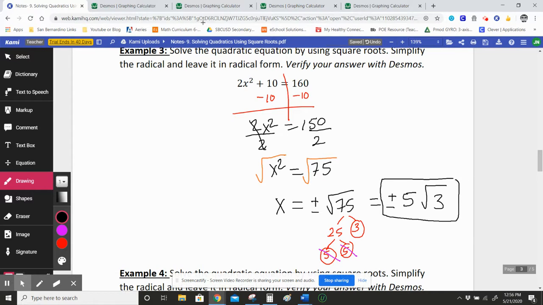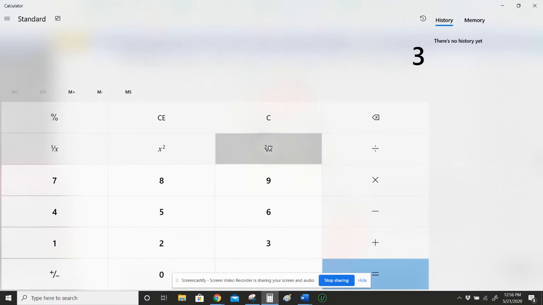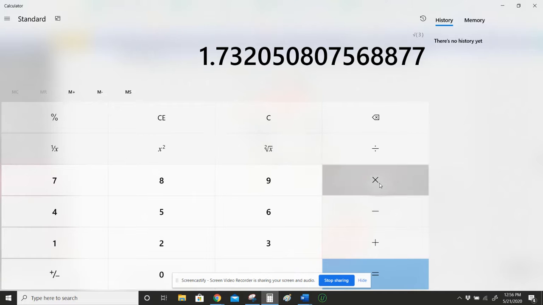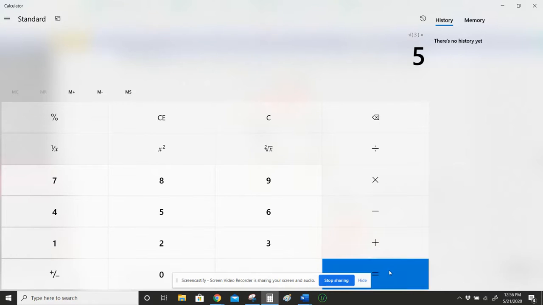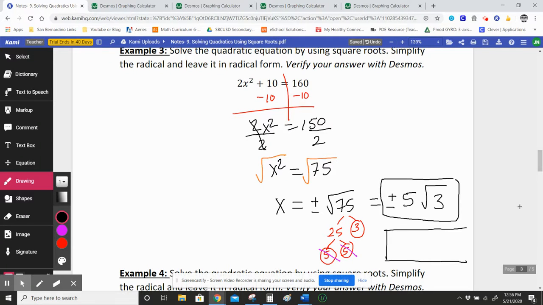Okay, now on Desmos, if you wanted to check your answer, it's going to be the same idea. You're going to take the square root of 3. Remember, you always do the square root first, and then you multiply. So I'm going to take the square root of 3 and then multiply by 5. So let's pull out this calculator. We're going to punch in 3, take the square root of that, and then we're going to multiply that number times 5. And then the answer is 8.66. So 8.66. When I go back to this is square root of 3 multiplied by 5. So the answer should be plus or minus 8.66.